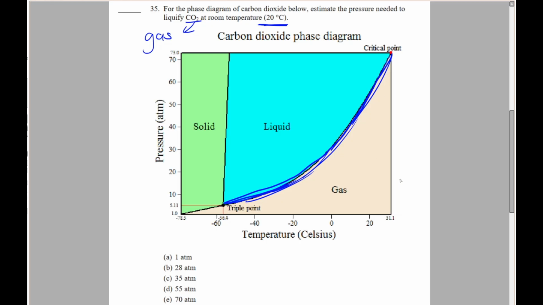So 20 degrees Celsius on the x-axis is around here. So if we draw a line vertically from there and then draw another line from there horizontally, it's going to be between 50 and 60 atmospheres of pressure, and the only answer choice that matches that description is answer choice D, or 55 atmospheres. So our answer for this question should be D.